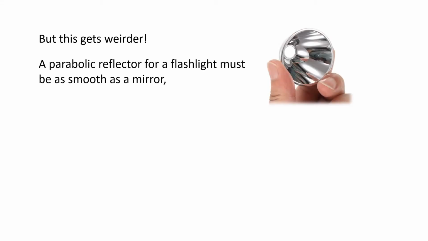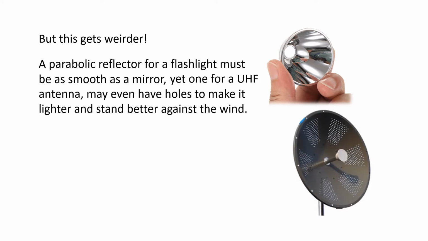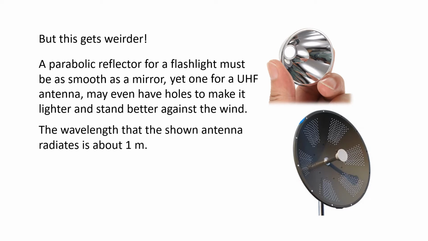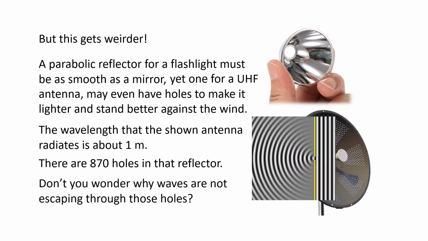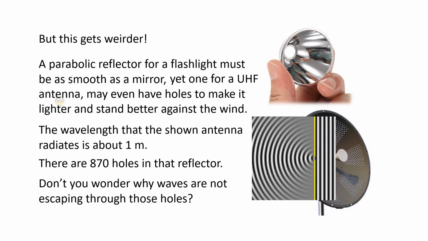But this gets weirder. A parabolic reflector for a flashlight must be as smooth as a mirror. Yet one for a UHF antenna may even have holes to make it lighter and stand better against the wind. The wavelength that the shown antenna radiates is about 1 meter. There are 870 holes in that reflector. Don't you wonder why waves are not escaping through those holes?